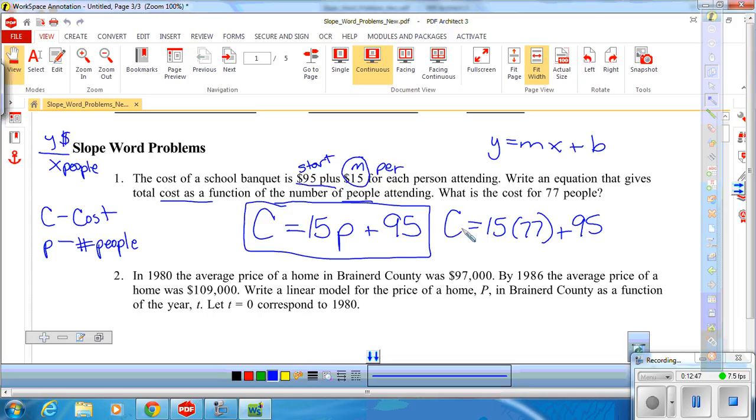So when I do 15 times 77 plus 95, I get 1,250. But I always want to remember my units of measure. Our cost was in dollars, and so I will put the dollar sign right there. So $1,250. We can do this for any type of situation.